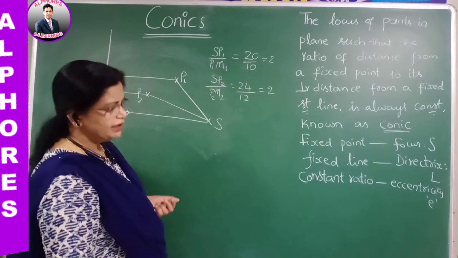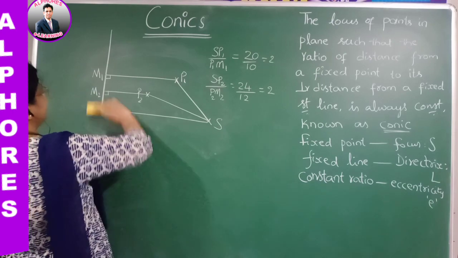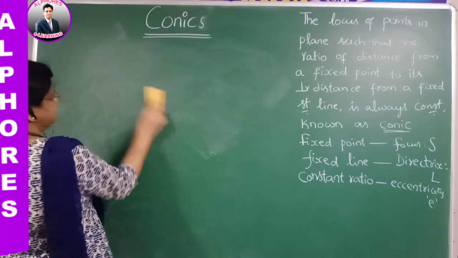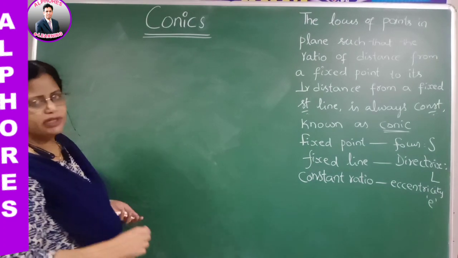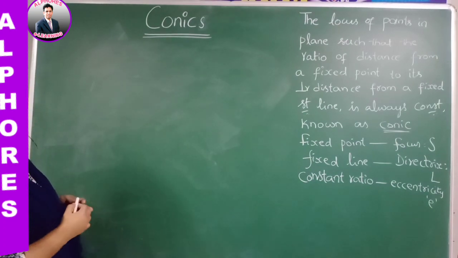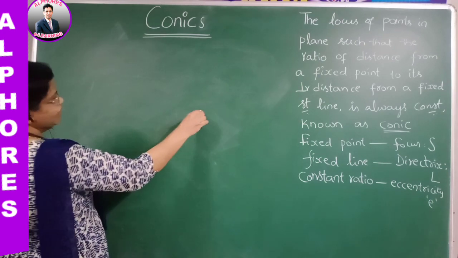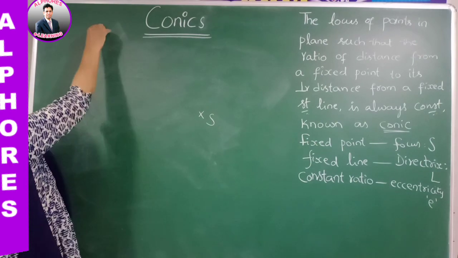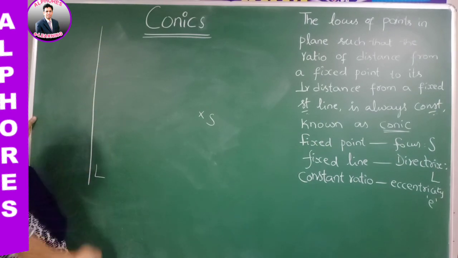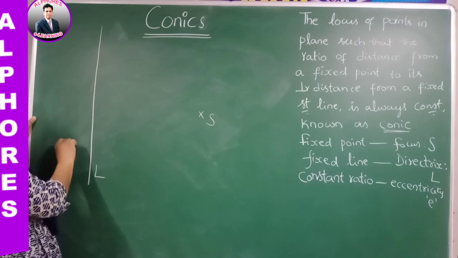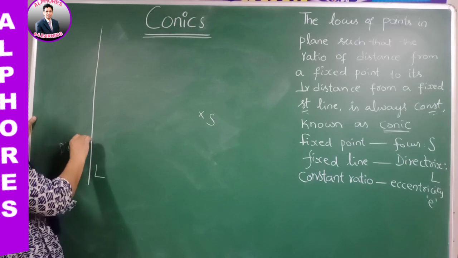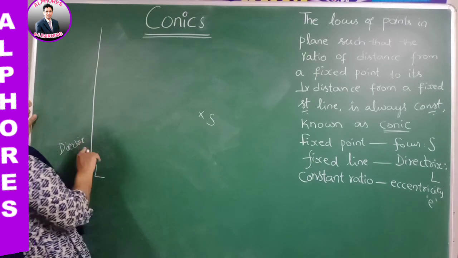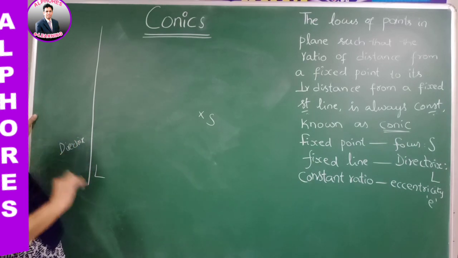Okay, so now what is the equation? Once you know the definition, immediately you go for the equation. So now I want to discuss the equation of a conic. What is the definition, students? First I have to consider a fixed point known as the focus, and then a fixed line known as the directrix. The name of this line is directrix, and the name of this point is focus.